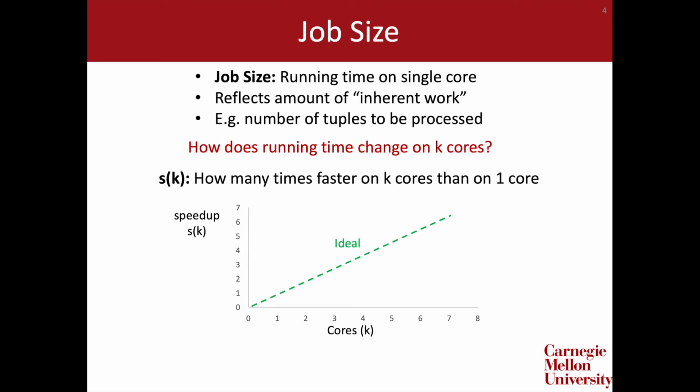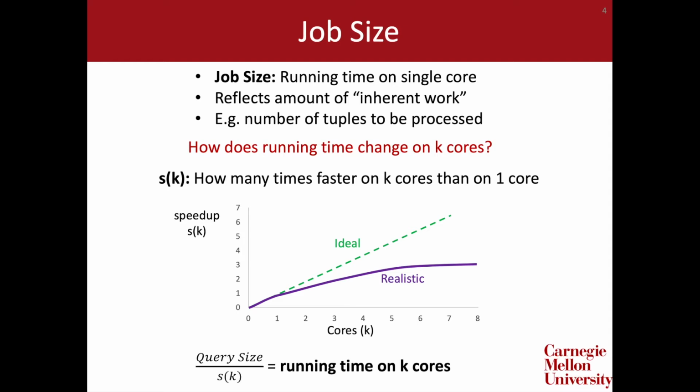But what we see in practice is that a more realistic speedup function is this purple line, and that in practice jobs receive some sublinear concave speedup from additional cores. Finally, we can combine the notion of job size and speedup function to calculate a query's running time on k cores in our simple model of a database. We take the query's size, its running time on a single core, and divide it by its speedup, s of k, to get the query's running time on k cores. I'll refer to this as the speedup function model.